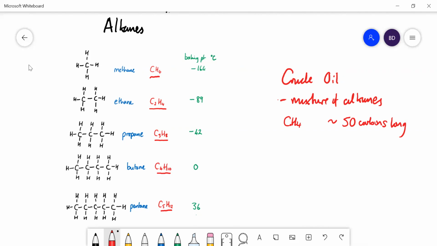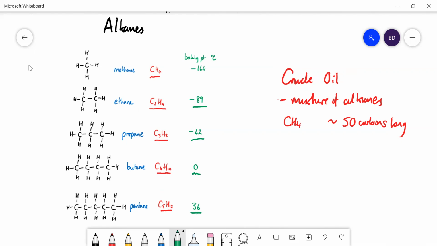Right, so let's have a look at the boiling points of these alkanes as they get bigger. You can see methane is a gas at room temperature, minus 164, very low boiling point. Ethane, a little bit higher, minus 89. Propane, minus 42. By the time you get to butane, it's about 0. So on a very cold day, butane would be a liquid, but usually it's a gas. And then by the time you get to pentane, that is definitely a liquid at room temperature.